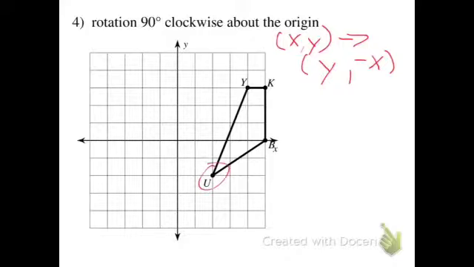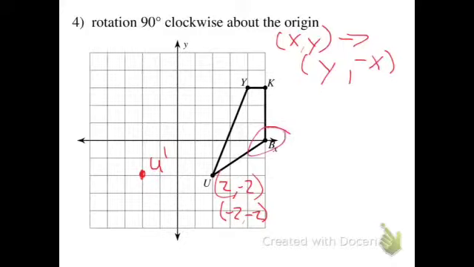So you're going to take each of these points and just take them one at a time and do that transformation. U here is at (2, negative 2). If I switch the order and make my x the opposite sign, I get (negative 2, negative 2). And that's going to be my new U point. U is going to be right there. So there's my U prime.